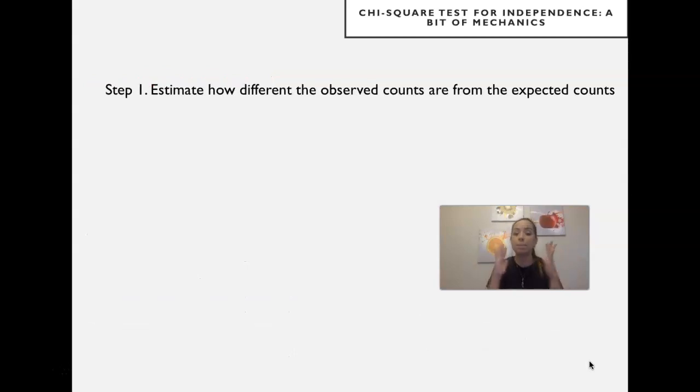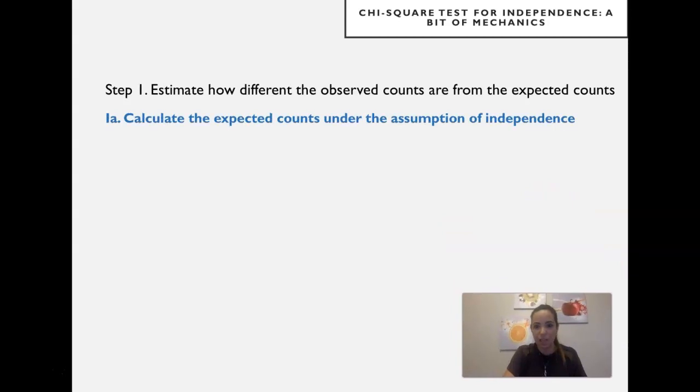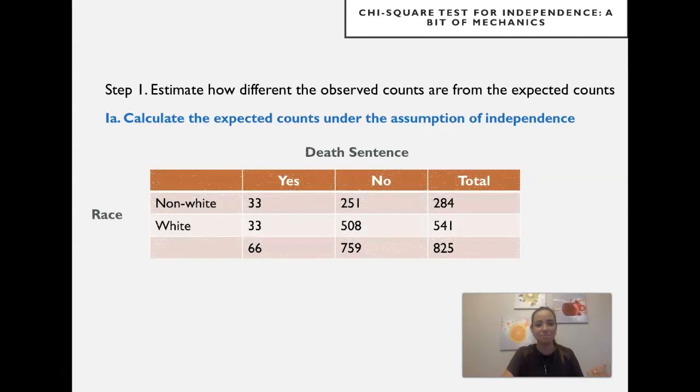Now, how do we apply that to our situation? Here's how. We calculate the expected counts under the assumption of independence, under the assumption that the null hypothesis is true, right? That's what we want. If we assume things are random, here we have our contingency table. We have race here and we have the death sentence here.